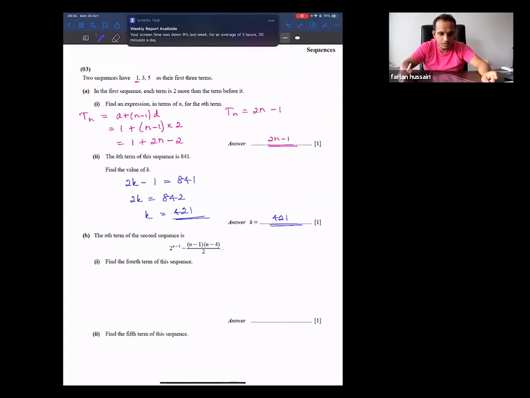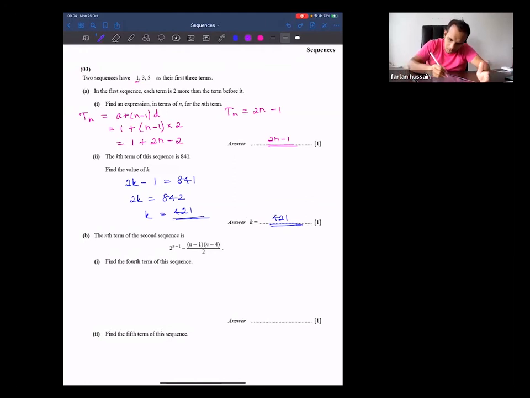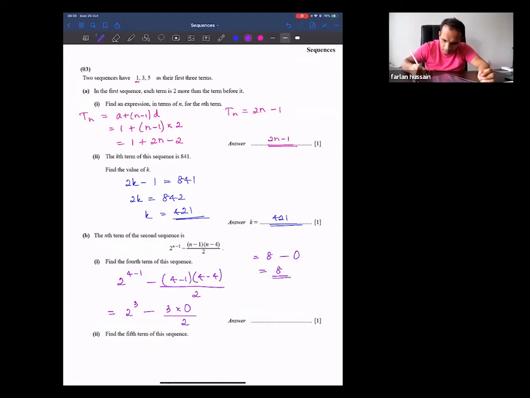So guys, to find the fourth term of this sequence, all you need to do is replace the n with 4. So it's going to be 2 to the power 4 minus 1, minus 4 minus 1 into 4 minus 4, divided by 2. So 2 to the power 4 minus 1 is 3, minus 4 minus 1 is 3 into 4 minus 4 is 0, divided by 2. So 2 to the power 3 is 8 minus 3 into 0 is anyway 0. So 8 minus 0 is 8. The answer is 8.